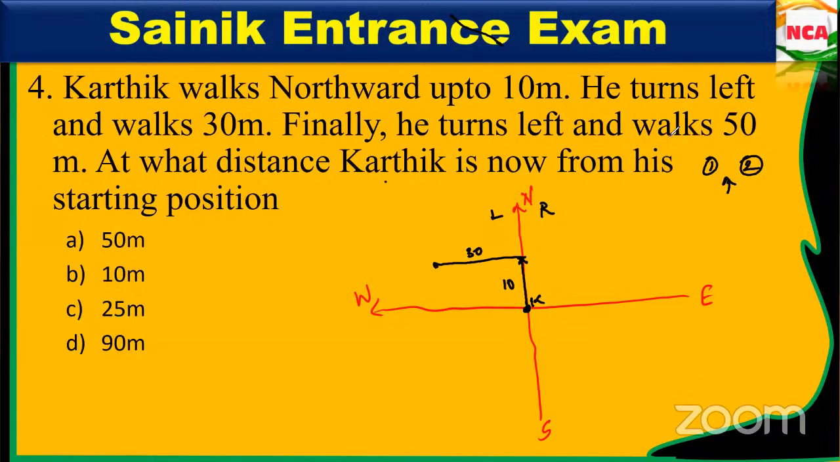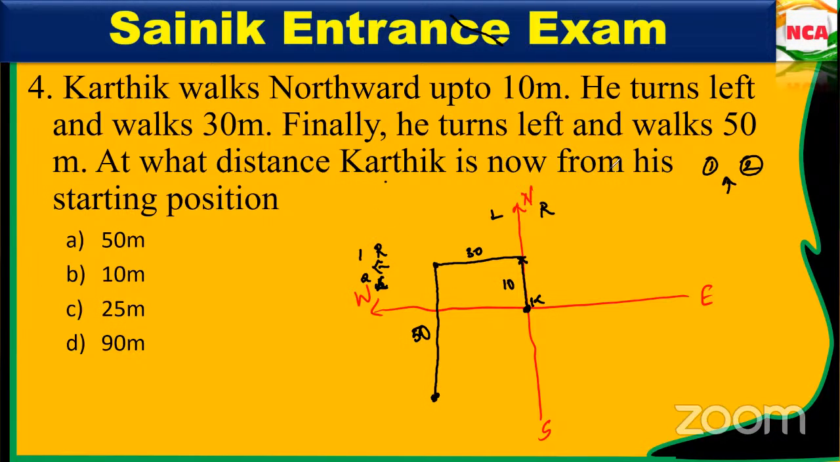Finally, he turns left and walks 50 meters. Again, if he is facing west, where will his right and left hand be? Ma'am, the right hand is north side. The left, okay, not right, south side. South side, very good. So he turns left and walks 50 meters. So this is total 50 meters. Now Karthik is here, right?